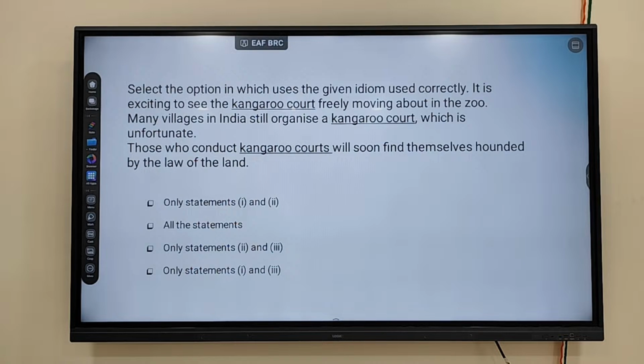As I told you, sometimes with idioms, what literally sounds like it, the words don't literally mean the same, right? It is a court that ignores recognized standards of law or justice. Okay, let's put the meaning in and see. It is exciting to see a court that ignores recognized standards of law or justice freely moving about in the zoo. See which one sounds good and tell me.